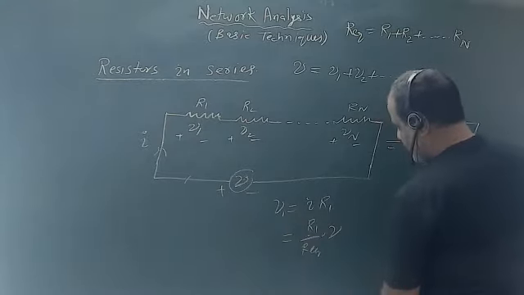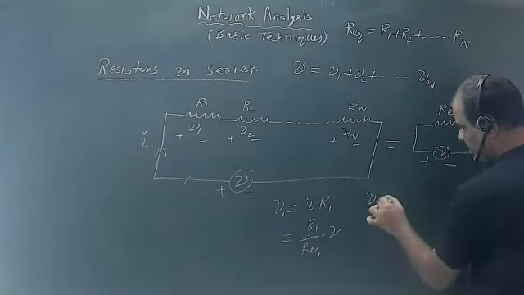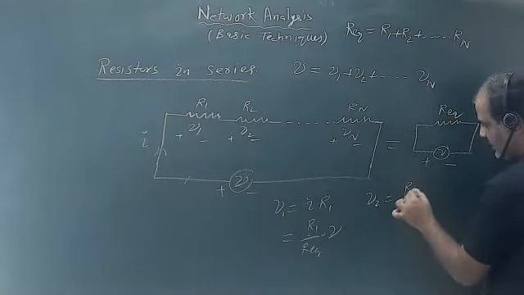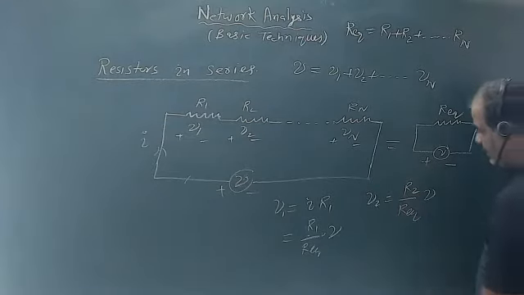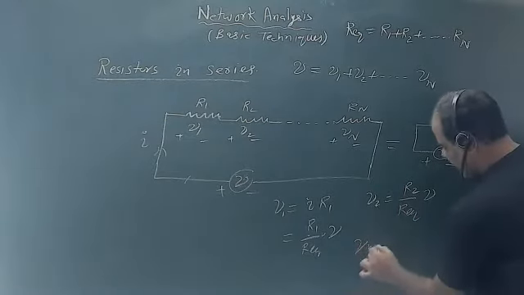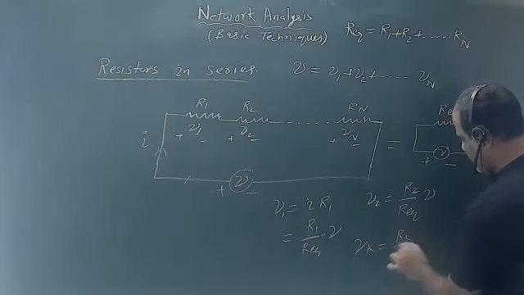Similarly I can write V2. V2 will be R2 by R equivalent V. And suppose there's a kth element Vk, so I can write Rk upon R equivalent V.